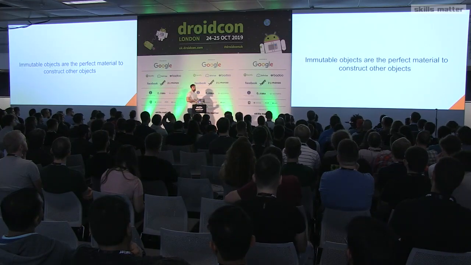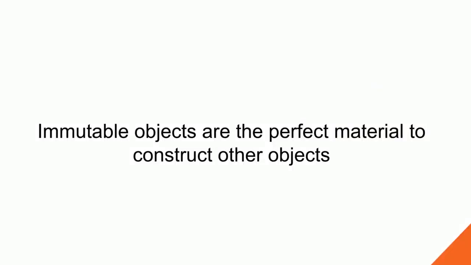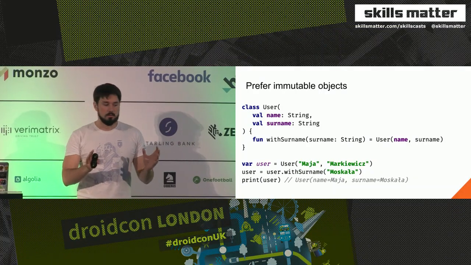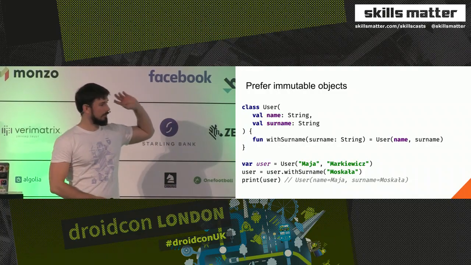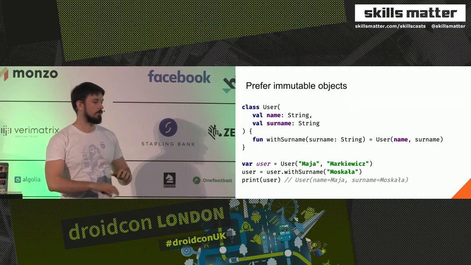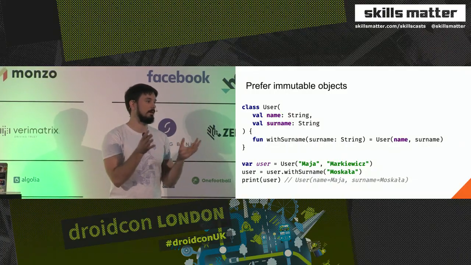In general, immutable objects are perfect material to construct other objects, but they are just hard. It's harder to operate on them. And one solution to this problem was to make immutable objects and provide a set of functions that was creating a copy with something changed.